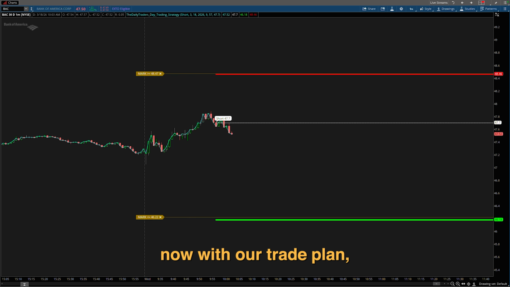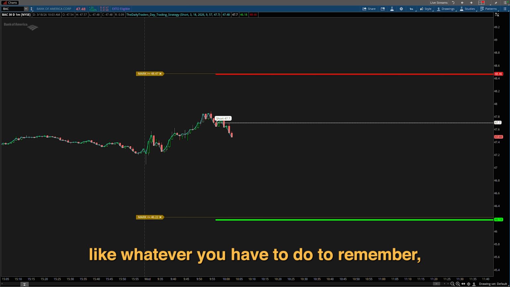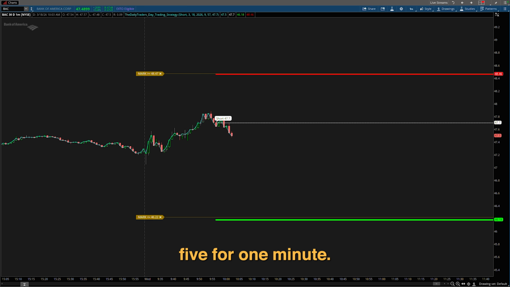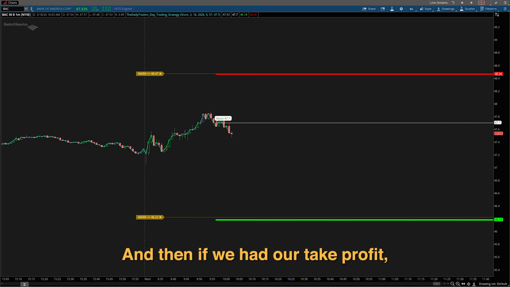Now with our trade plan, obviously with all of our trades, we have our 3 rules. Make sure you know those, make sure you have them written down, make a sticky note, like whatever you have to do to remember, hey, we want to give it 5 full 1-minute candle closes below or above our stop, right? If we're long or short, five full 1-minute candle closes. And then if we hit our take profit, we're going to close that trade immediately as soon as our green line is hit. We got to be patient. We got to wait for that to happen.